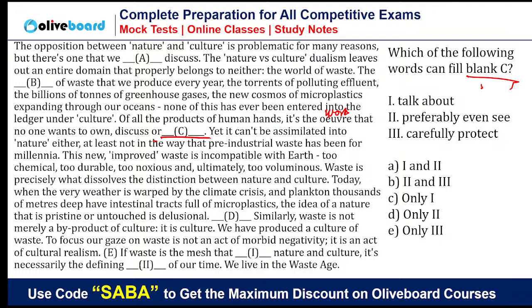Blank C, sorry. Now I knew that everybody will say talk about. Don't you think that discuss is already given? Very good, Arshia. I knew everyone would say talk about, but it is already given. So it is the work that nobody wants to own, discuss, or even talk about. Discuss only means talk about, so this is eliminated because it will be repetition. So protect will also work: you don't want to own it, you don't want to discuss it, or even you don't want to see it.